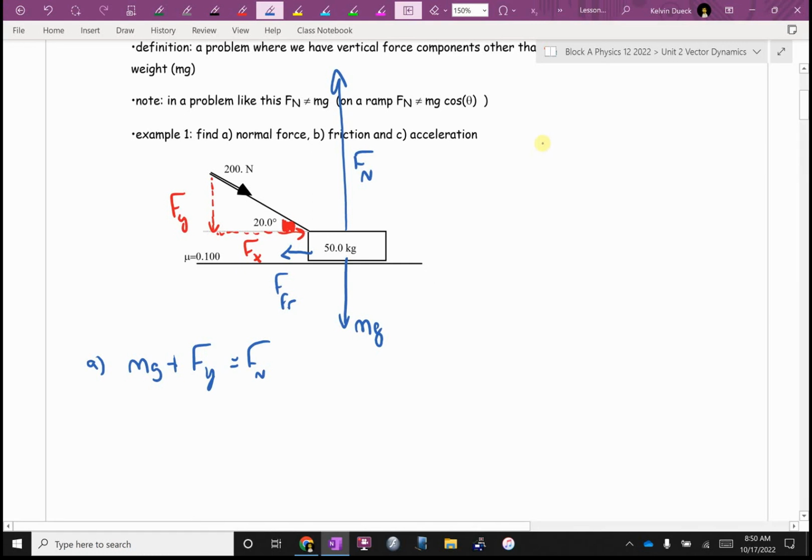I'm going to draw the triangle over here a little bit larger just so I can see what's going on. So this is 200. This is Fy. This is Fx. And that's 20. Zaina, that 200 opposite. Oh, you're drawing. Sorry. I'll wait.